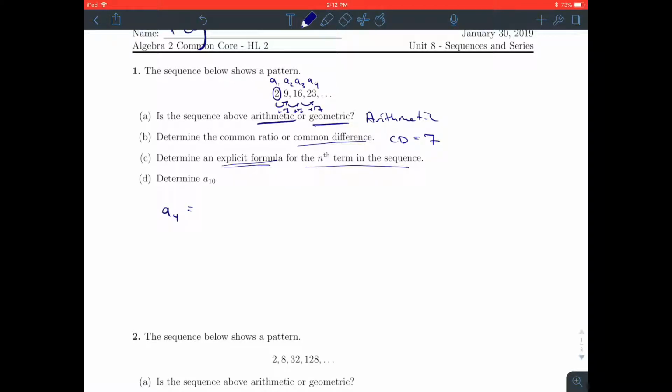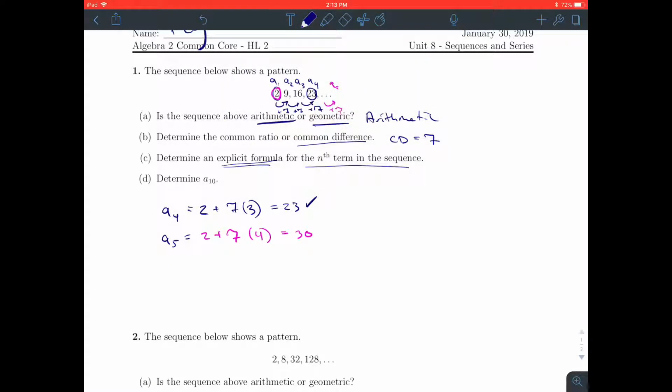In order to get to A4, if I wanted to jump straight from the beginning, I could start at 2, and it looks like I have to add 7 1, 2, 3 times. So that would be a formula for A4. Let's just check it. 2 plus 7 times 3 is 21, and this does give me the 23 I wanted. To get A5, the only thing that changes is that instead of adding 7 3 times, I would add 7 one more time. So that would be 2 plus 7 4 times, which is exactly 30.